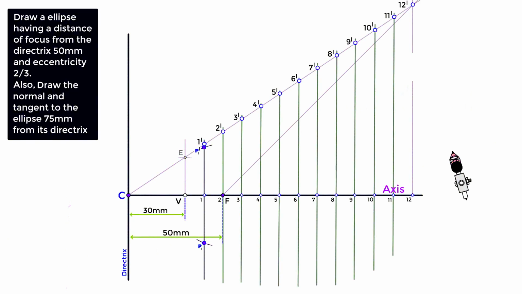Next, take this length from 2 to 2 dash on a compass, and using F as the center, cut arcs on a vertical line 2 to 2 dash. Mark this point as P2 dash and this point as P2. Similarly, do for all the lengths.